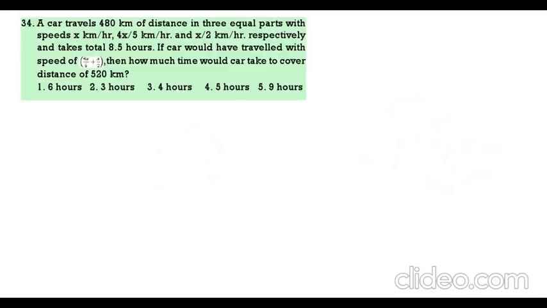A car travels 480 kilometers of distance in 3 equal parts. So 480 distance in 3 equal parts means each distance is 160, because 480 by 3 is 160. With the speeds x kilometer, 4x by 5 and x by 2. So first speed is x kilometer per hour. Second it is 4x by 5 kilometer per hour. Third it is x by 2 kilometer per hour.